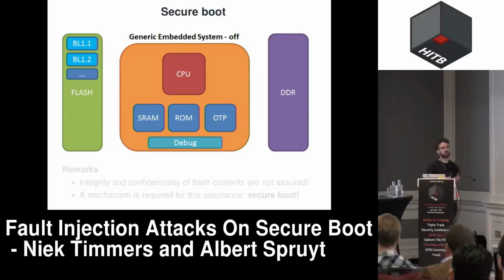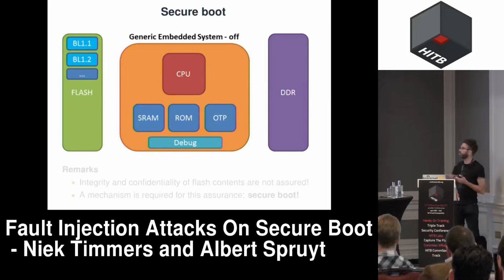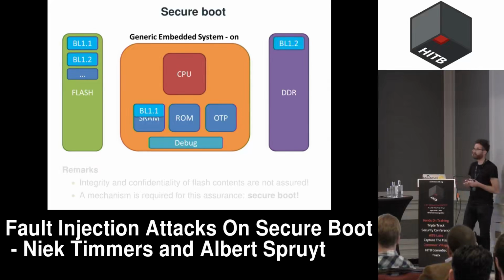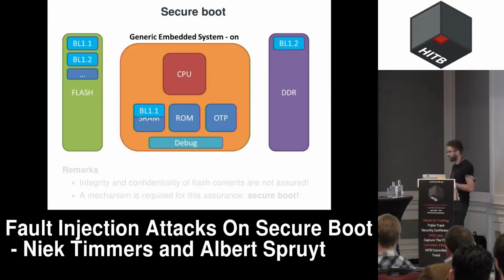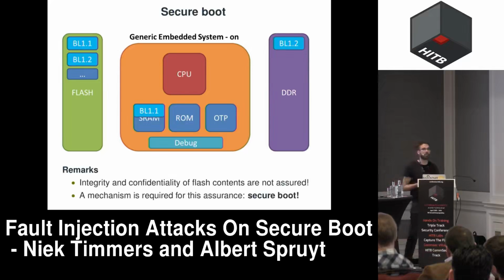If you want to make this embedded system secure, you have a problem, because the integrity and confidentiality are not assured. What we see is that the first stage bootloader is loaded into SRAM, which is used to initialize the DDR, after which the second stage bootloader is loaded into DDR. This mechanism that assures the integrity and potentially confidentiality is typically referred to as secure boot.